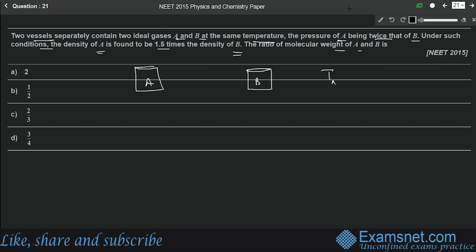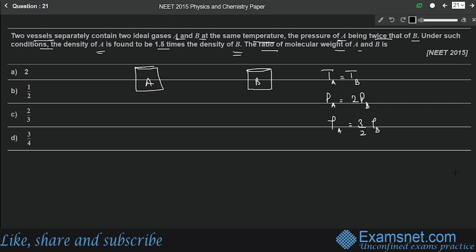So TA is equal to TB. The pressure of A is twice that of B. So pressure of A is 2 times the pressure of B. And then the density of A is 1.5 times the density of B. So rho of A is 1.5, that means 3 by 2 times rho of B. So these are mentioned in the question. We have to find the ratio of molecular weights of A and B.